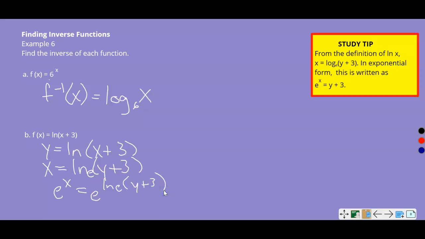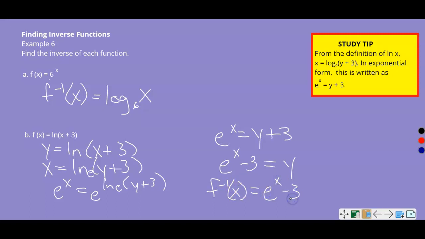And from the previous exercise, we know that e and ln undo each other. So those undo each other, and we're going to have e to the x power equals y plus 3. Then subtract 3 from both sides, and that's going to give us our inverse. So we can rewrite this as f inverse of x equals e to the x minus 3. So this is the inverse function of ln x plus 3.